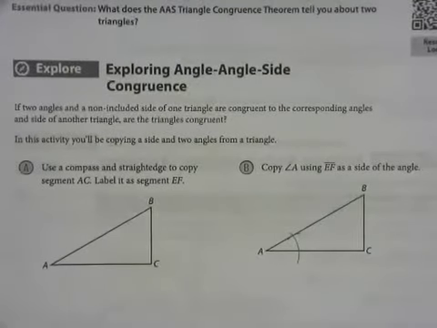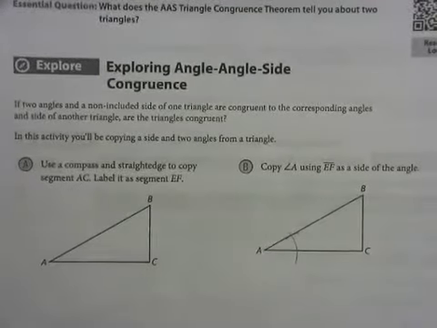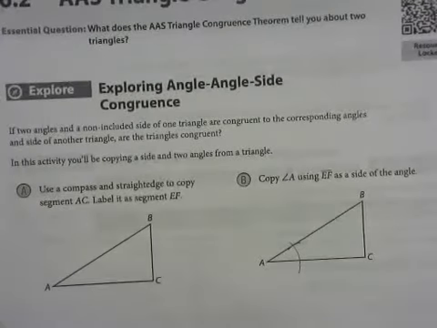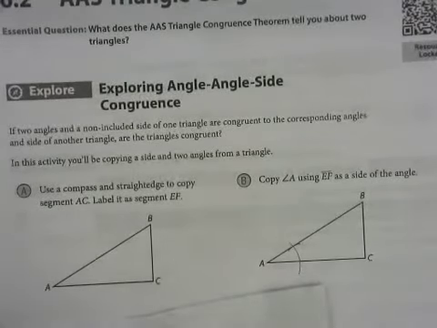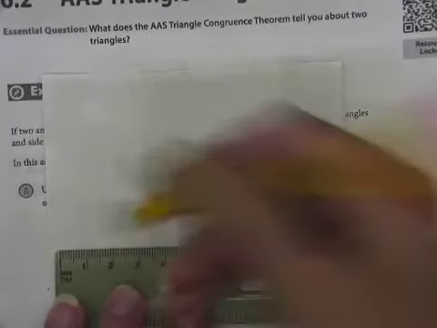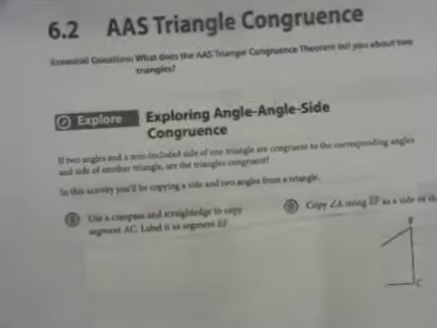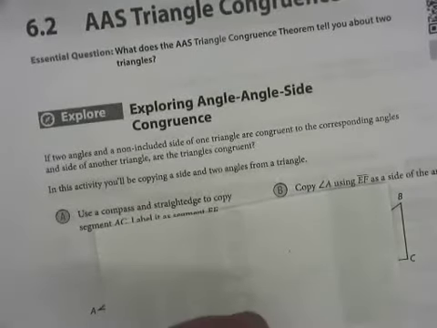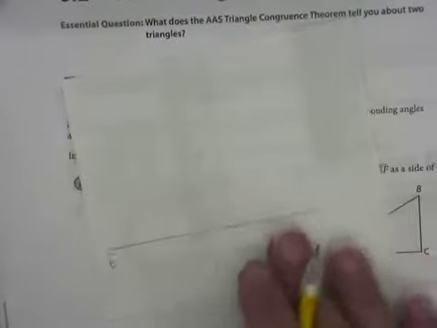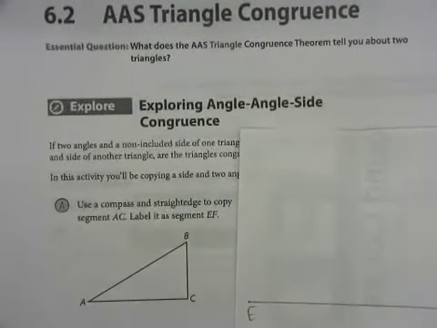So in this explore, it's asking us to use a compass and straight edge to copy segment AC. So remember that that is the easiest possible construction that you could be asked to do. So anytime you're being asked to construct a copy of something else, remember that you start with a random ray. So there's my random ray, and I'm going to label this endpoint of it E, and on E, I'm going to copy segment AC. Remember how you do that.